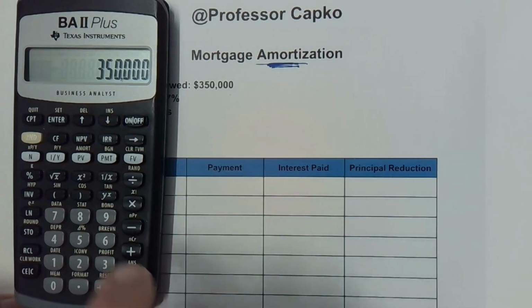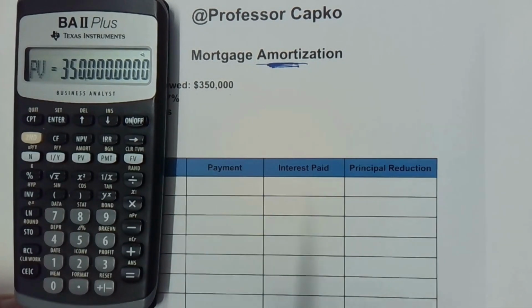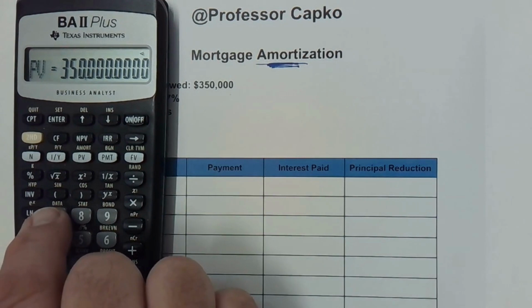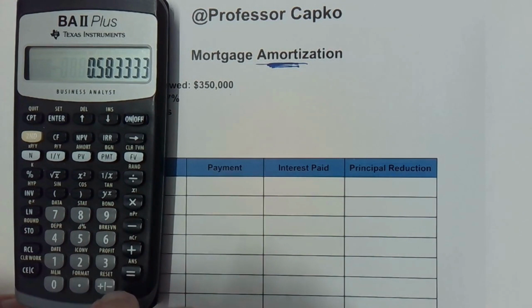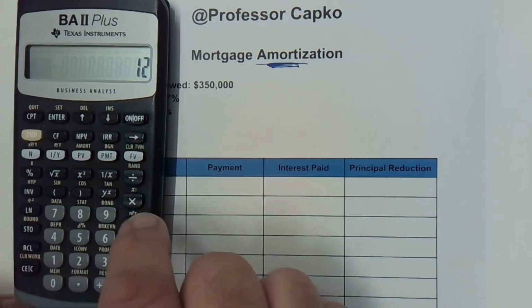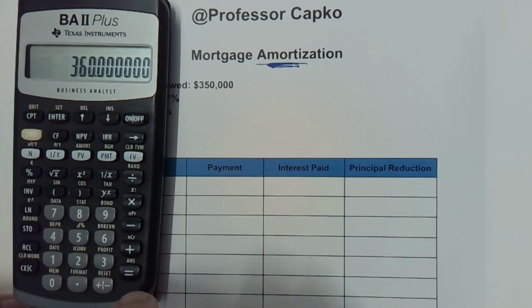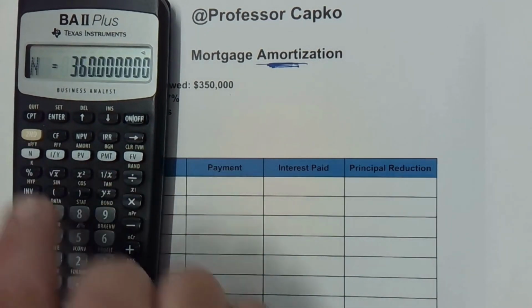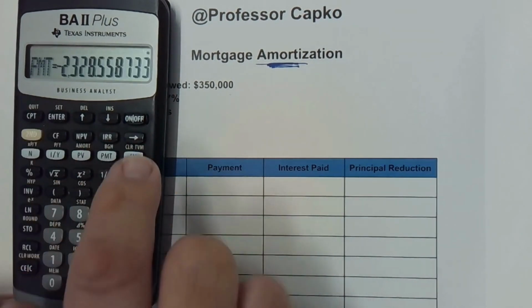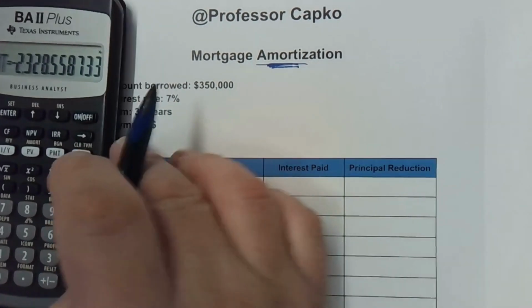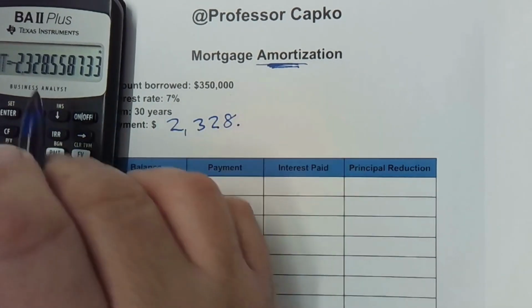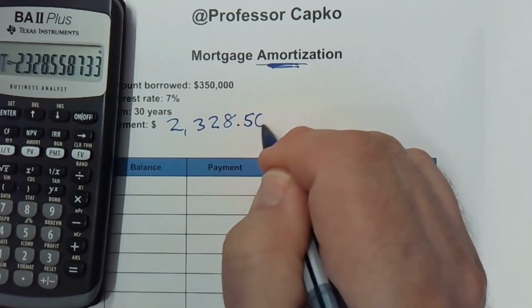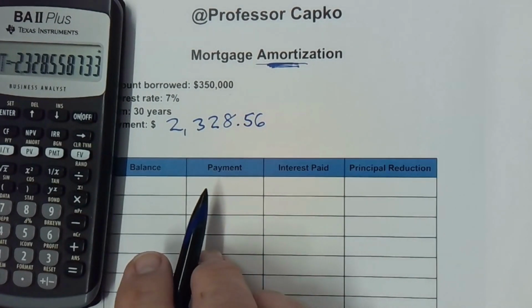$350,000 is our present value. In other words, that's the amount that was borrowed. Our interest rate is 7% and it is monthly payments, so I'm going to divide that by 12. That's our I/Y. And we have 12 payments a year times 30 years. That's 360 payments. That's our N. We're going to compute our payment, and our payment amount is $2,328.56 if we round it.